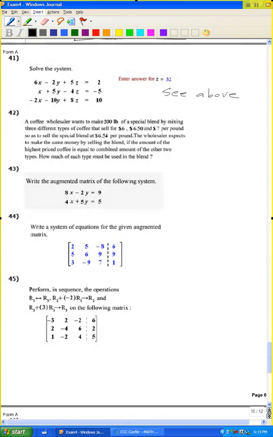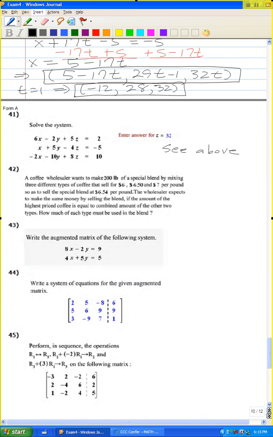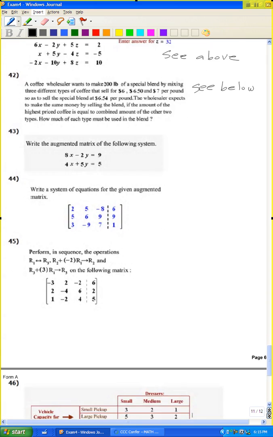Just made it. Actually, I could have just written the rest of it right above. Okay, so let me do problem 42. So there, I guess I got to see below. So let me add another page at the bottom for that one.